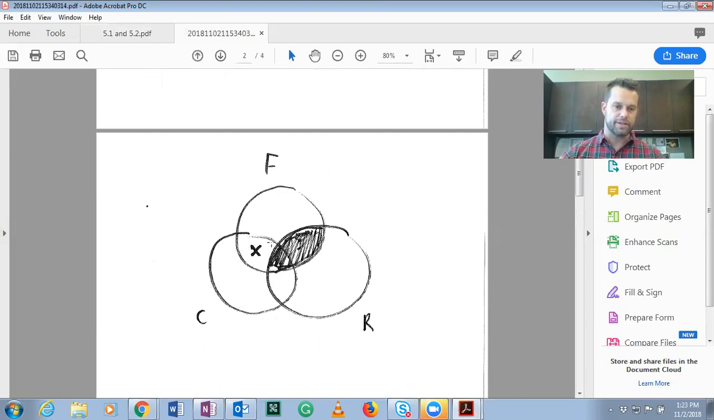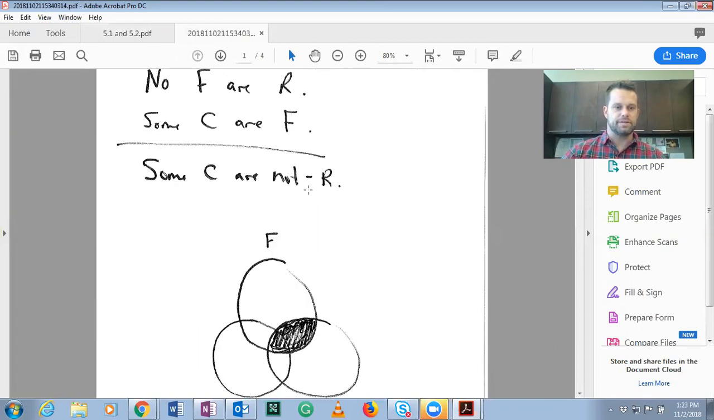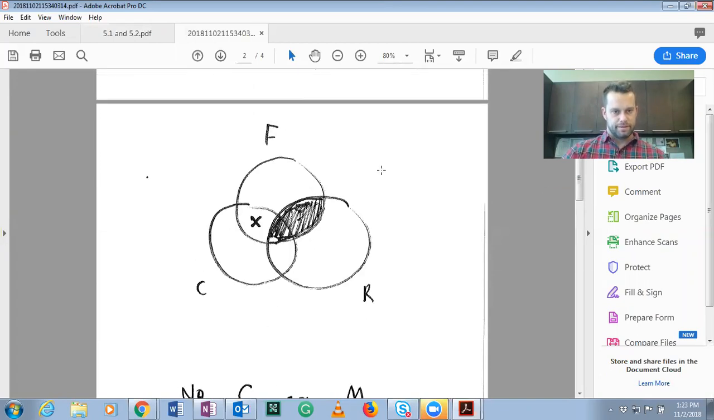So now we need to look at this and determine whether the conclusion follows logically. The conclusion here is some C's are not R's. Some C are not R. Does that follow from this shading? Are there C's that exist that are not R's? Yes, there's one right here, and it's outside of the R circle, but it's within the C circle. So this is logically valid from the Boolean perspective, and hence, therefore, from the Aristotelian perspective.